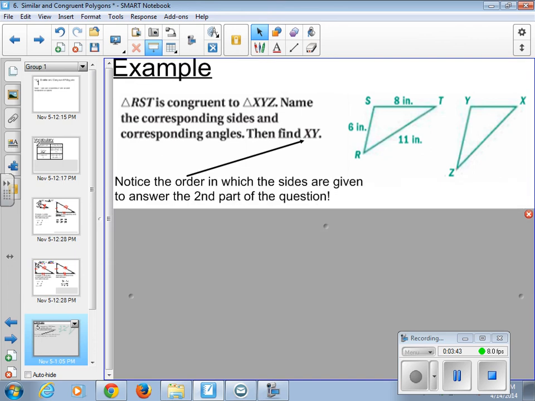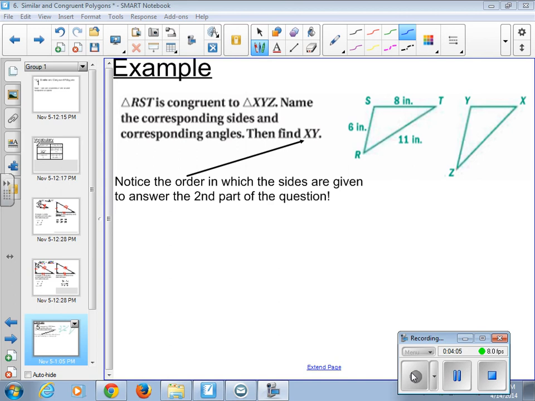So, for example, triangle RST is congruent to triangle XYZ. We're going to name all the corresponding sides and the corresponding angles. We will then find the length of side XY. Notice the order in which the two sides are given. That will help us with the second part of the question.